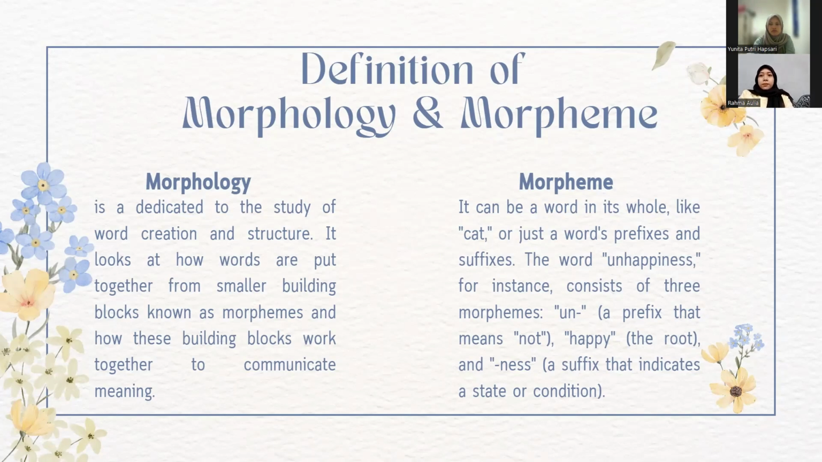The word unhappiness, for instance, consists of three morphemes. First one is un, a prefix that means not. Second, happy, the root, and the last one is ness, a suffix that indicates a state or condition.